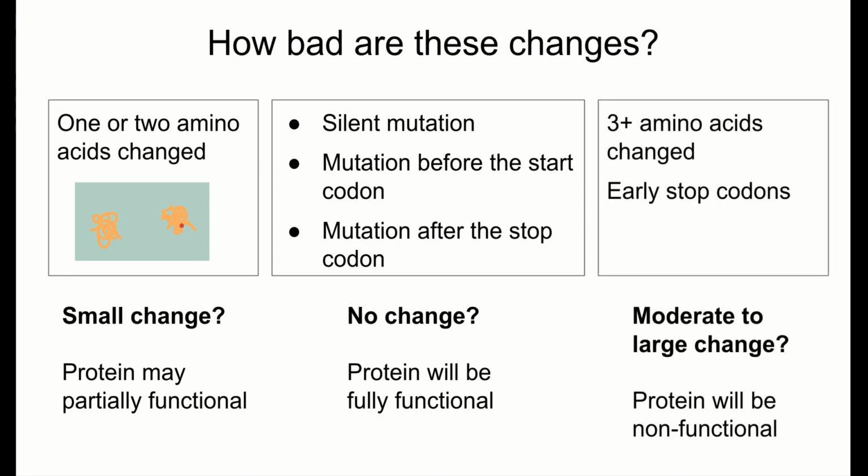What about a moderate to large change? That is a change of 3 amino acids or more. Also, early stop codons. Both of those count as moderate to large changes. And in those cases, the protein will be non-functional. You can pretty well assume that with 3 or more amino acids changed or an early stop codon where we're just missing a chunk of the protein, it will not be functional.